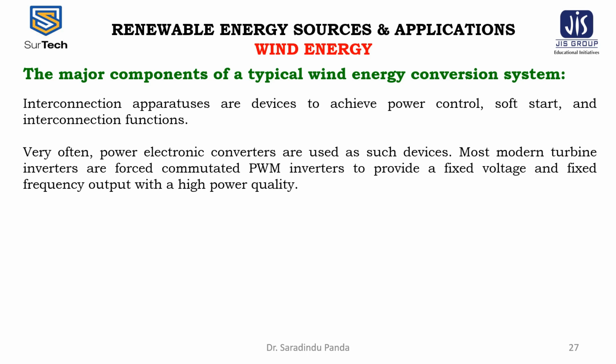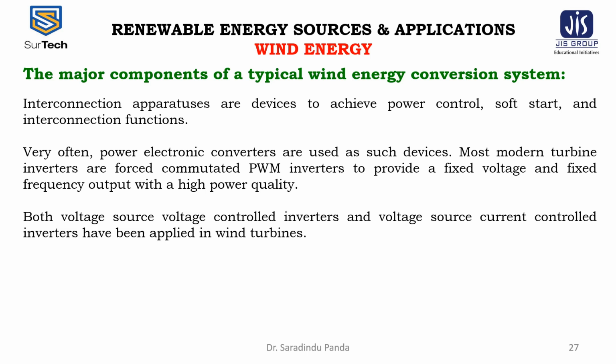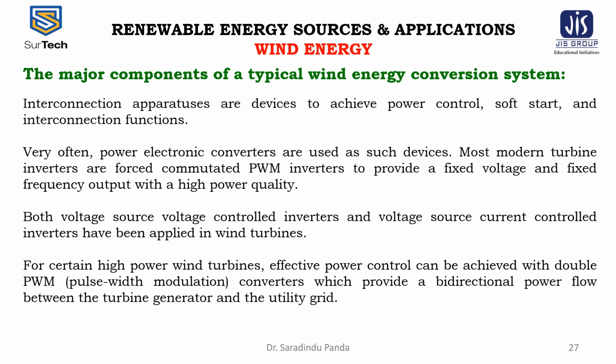Most modern turbine inverters are forced commutated PWM inverters to provide a fixed voltage and fixed frequency output with a high power quality. Both the voltage source voltage controlled inverters and the voltage source current controlled inverters have been applied in the wind turbines. For certain high power wind turbines, the effective power control can be achieved with the double PWM converters, which provide a bidirectional power flow between the turbine generator and the utility grid.